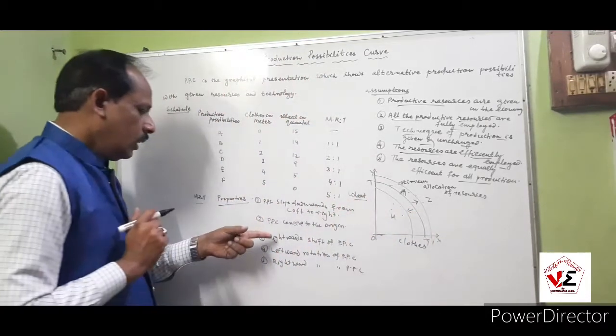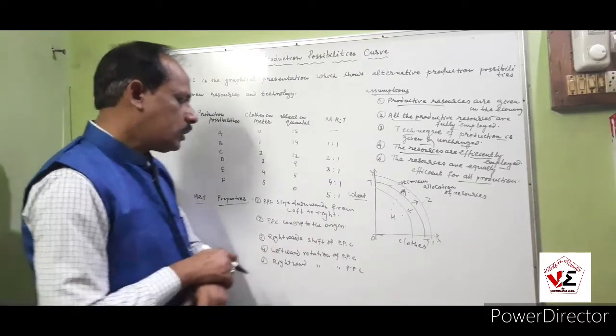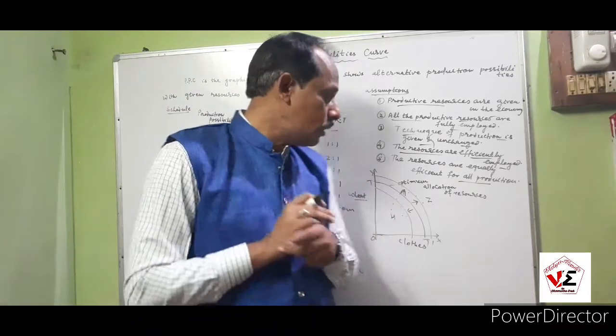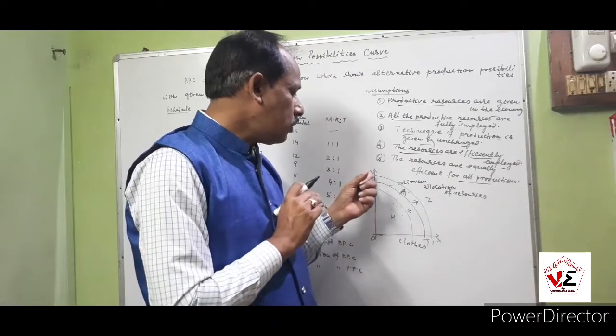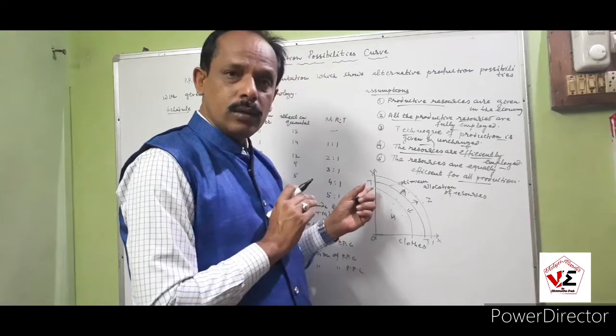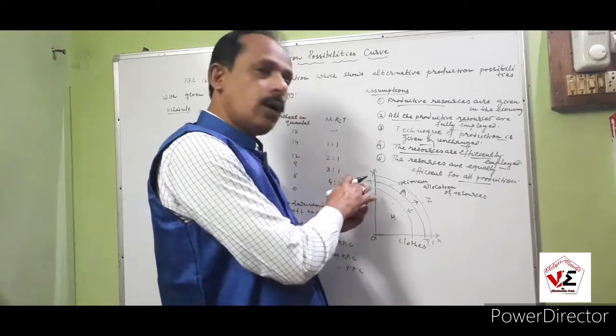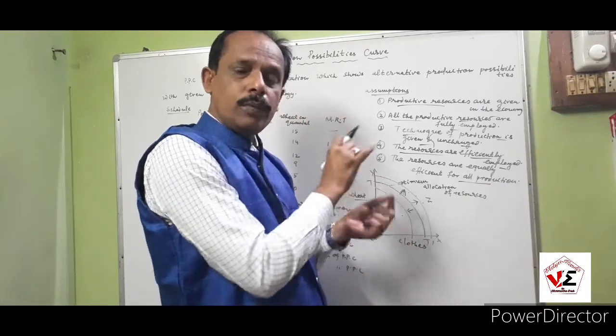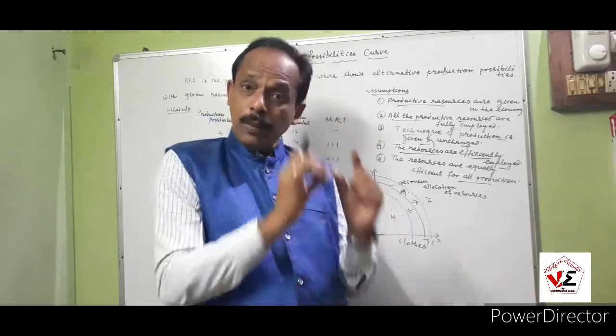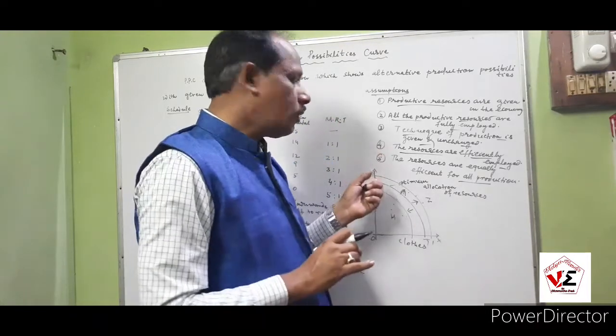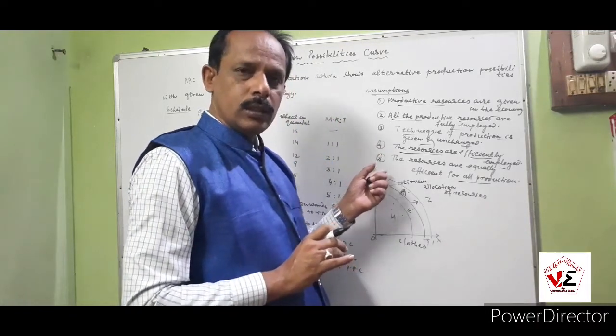Next one, leftward rotation of PPC. Why does the PPC rotate towards the left? Leftward rotation of PPC means wheat becomes cheaper as compared to clothes. When this commodity becomes cheaper, while we are producing wheat at a cheap cost, the curve will rotate towards the left. Understand?